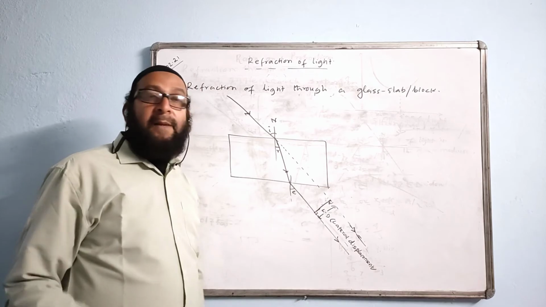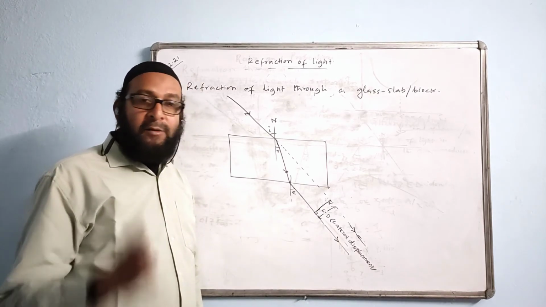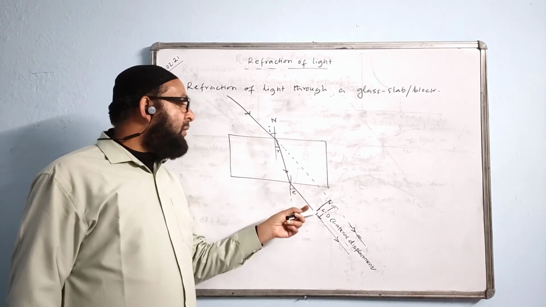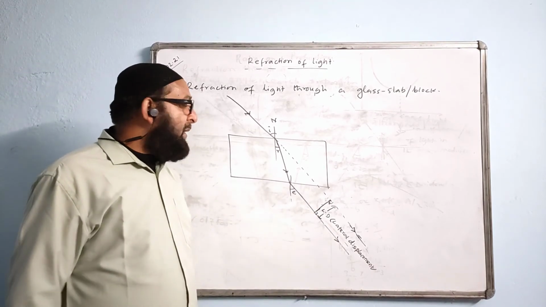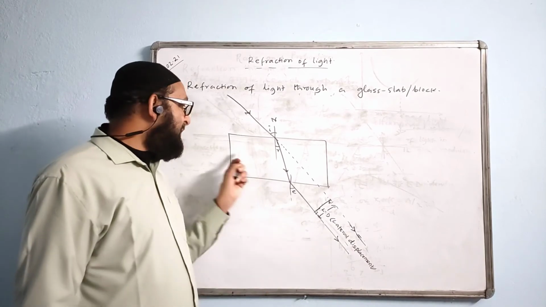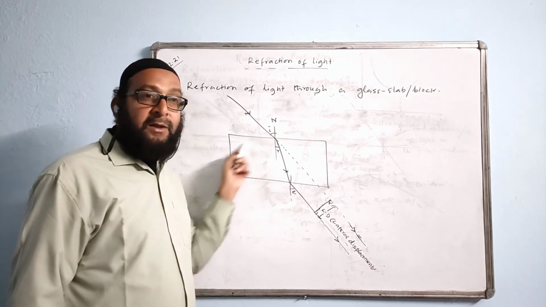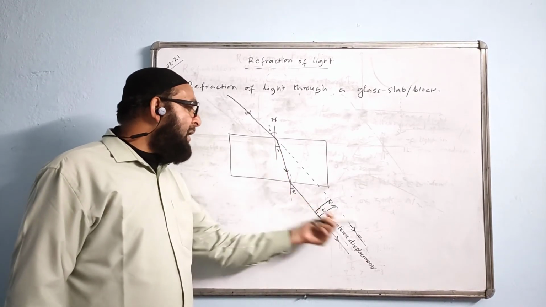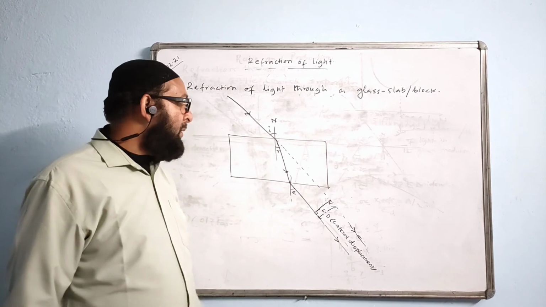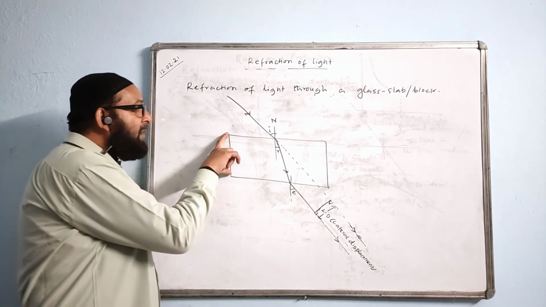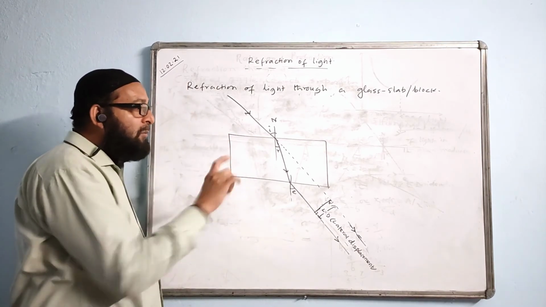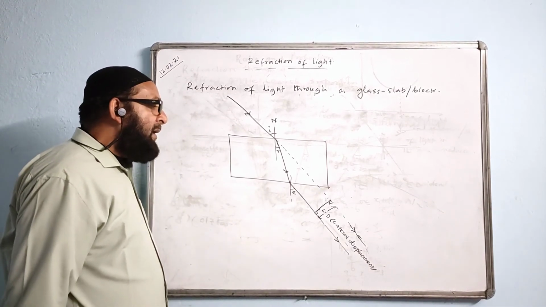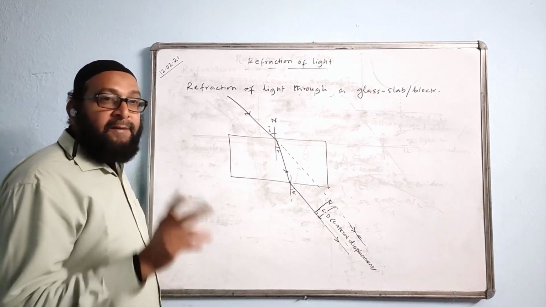Now the lateral displacement depends on what factors? It depends on four factors. First one is angle of incidence I, more the value of I, more the value of LD. It depends upon the refractive index of the material of the glass. If the refractive index is more, the more refraction will take place, the lateral displacement also will be more. And it depends upon the thickness of the block. More the thickness, more the lateral displacement, less the thickness, less the lateral displacement. And it depends upon the color or the wavelength of light.